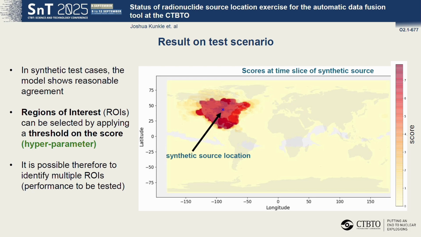This is just one test scenario, and in this case, you can see the source location there, and that you get some sort of score distribution, which indicates the compatibility with the measurement. You can see it's quite a large blob over a large area. But let's just choose a region of interest. If we take a threshold on this color scale, you can imagine that we can select this region, and even possibly select multiple regions based on different possible sources.